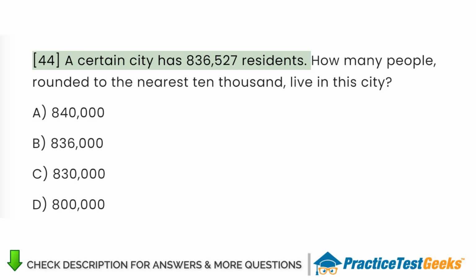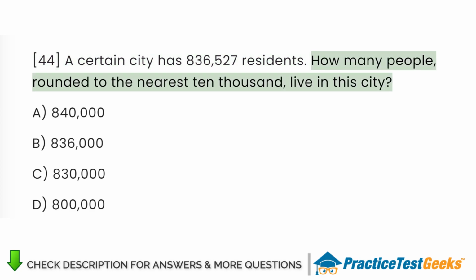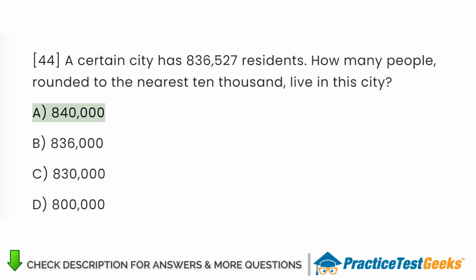A certain city has 836,527 residents. How many people, rounded to the nearest 10,000, live in this city? A. 840,000. B. 836,000. C. 830,000. D. 800,000.